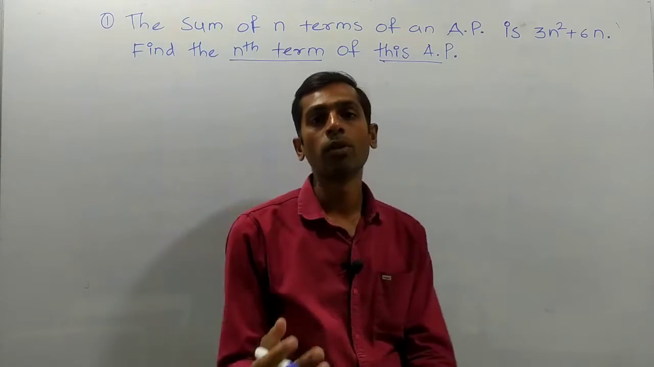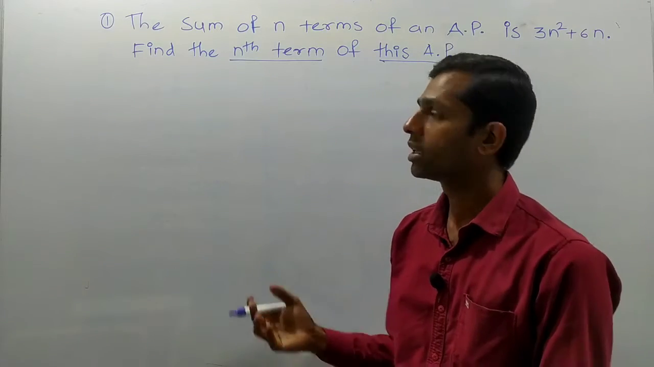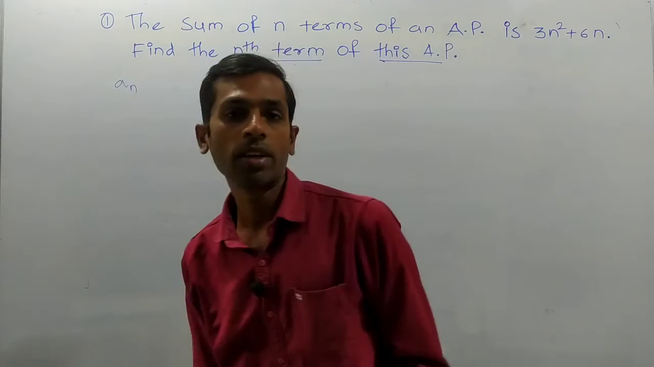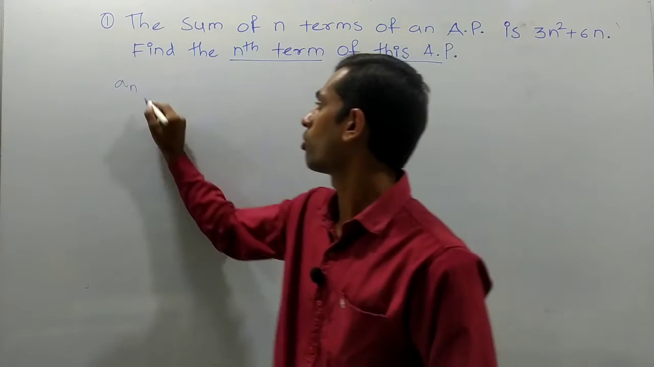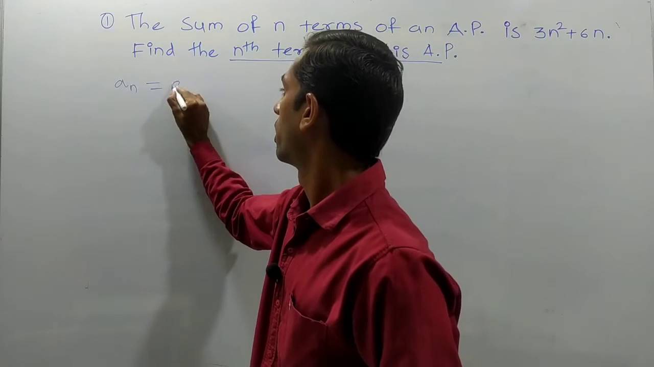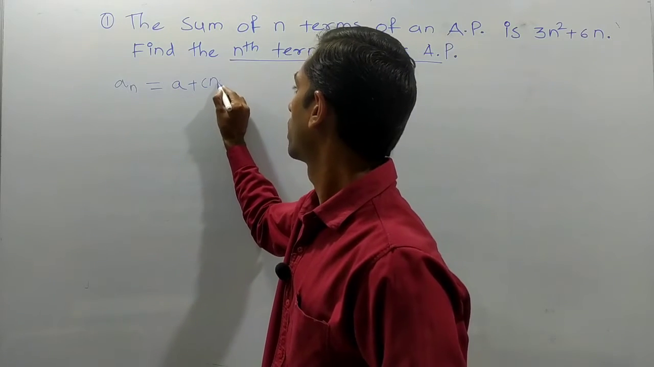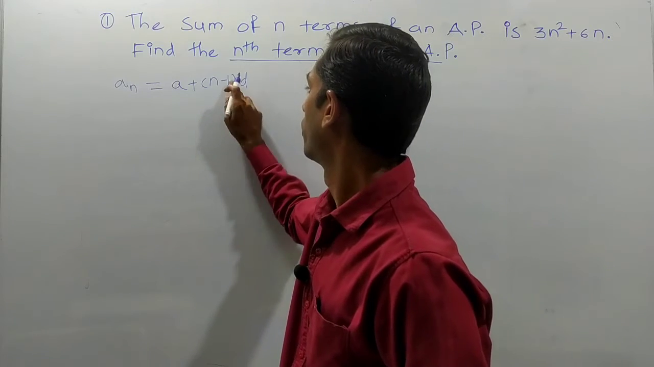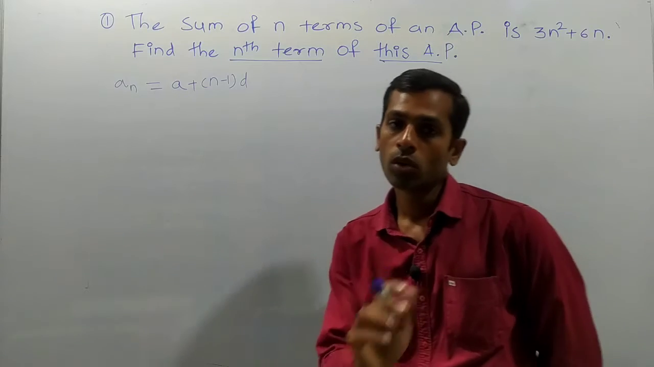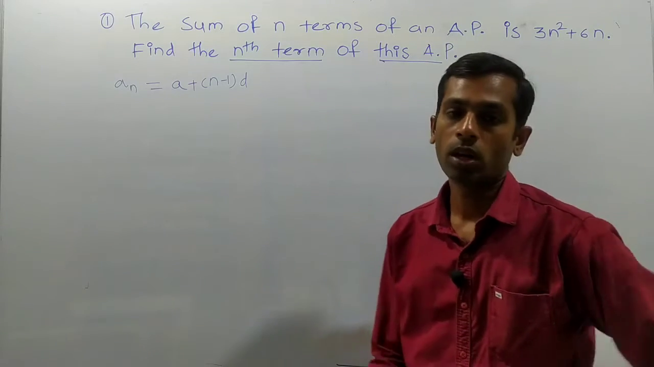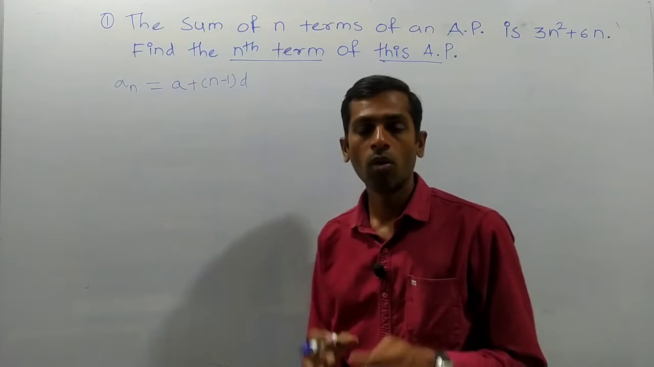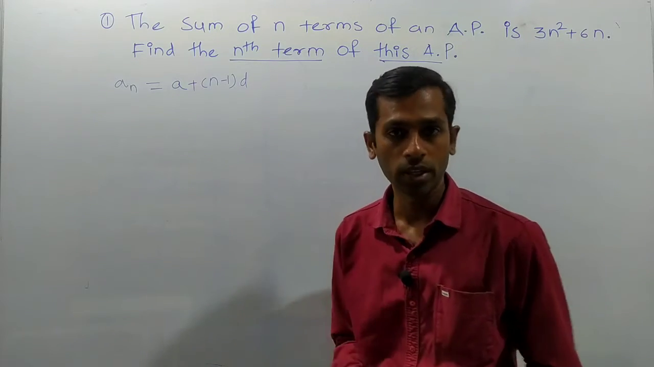Now let me tell you how you can get the nth term. The nth term is represented by an. It is given by the formula an is equal to a plus n minus 1 into d. By this formula you can calculate the nth term. Now the solution will be in the form of an equation of n. We will not get a specific value of n here.